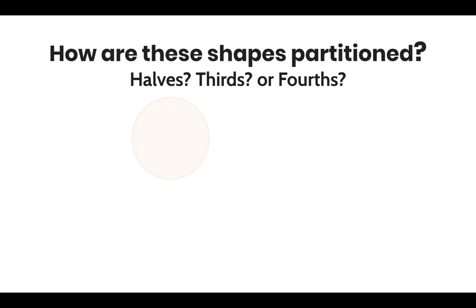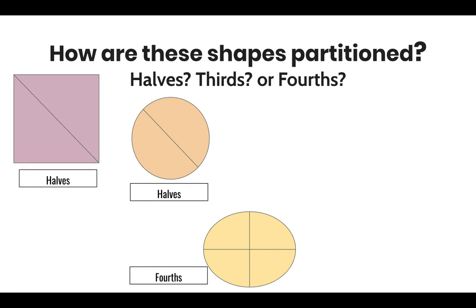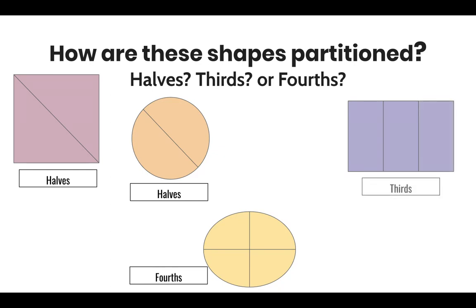How are these shapes partitioned? Now it's your turn to think. This circle, is it halves, thirds, or fourths? This one is halves because there are two equal parts. How about the next one? This one is, right, fourths because there are four equal parts. Next, this one is halves because there are just two equal parts. This purple shape is partitioned into thirds because there are three equal parts.